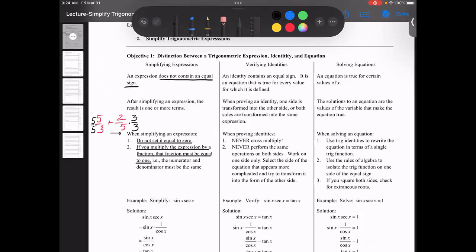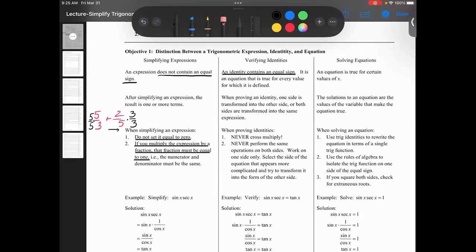Identity. An identity is kind of similar to an equation. The only difference between identity and equation is that you don't solve an identity. You try to prove that the left-hand side is equal to the right-hand side. First and foremost, an identity contains an equal sign, so it's not an expression. It is an equation that's true for every value for which it is defined. But you're not solving for anything.